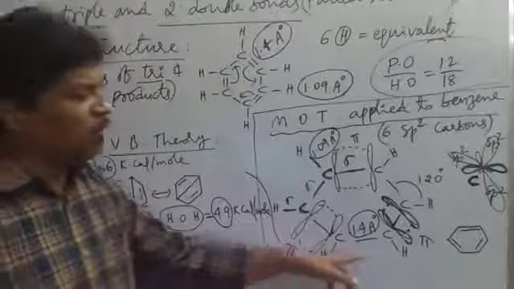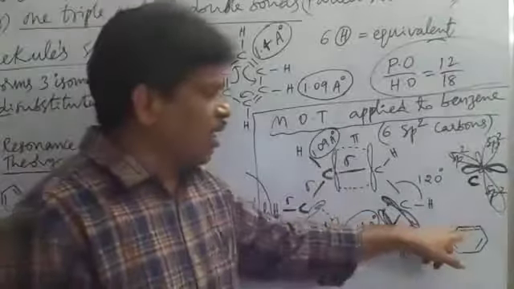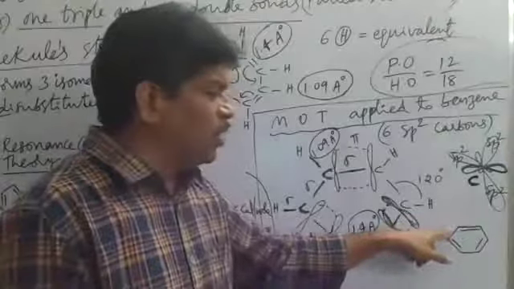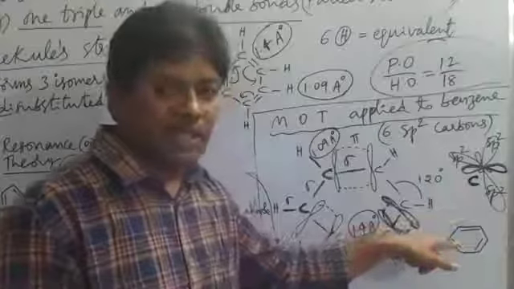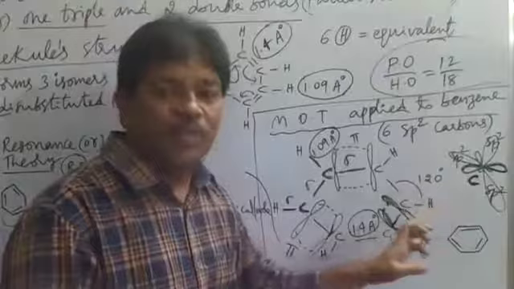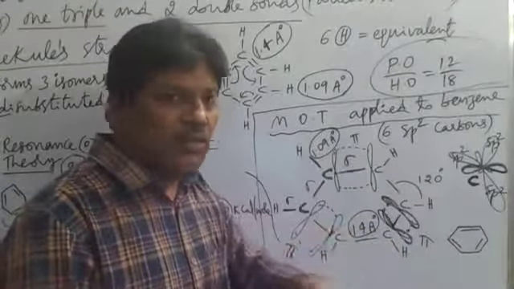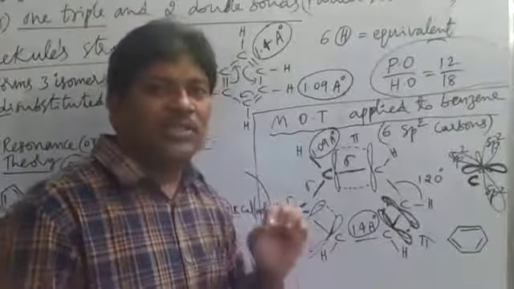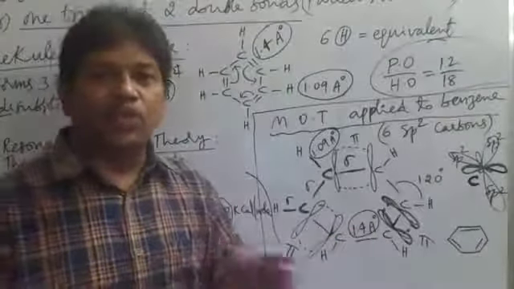And what is the carbon-carbon bond length in benzene? 1.4 angstrom. Generally, a double bond length is less and a single bond length is more. But in benzene, the double bond position is not fixed; the delocalization of pi electrons goes on continuously. Therefore, due to resonance, the bond length between any two carbons is similar, that is 1.4 angstroms.